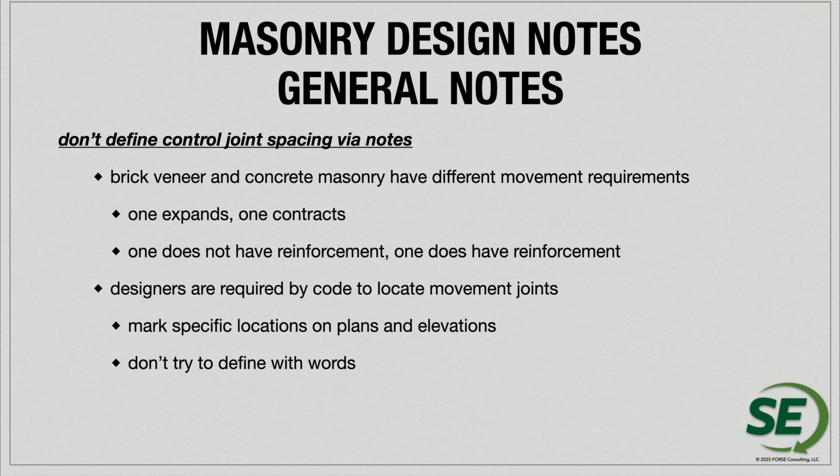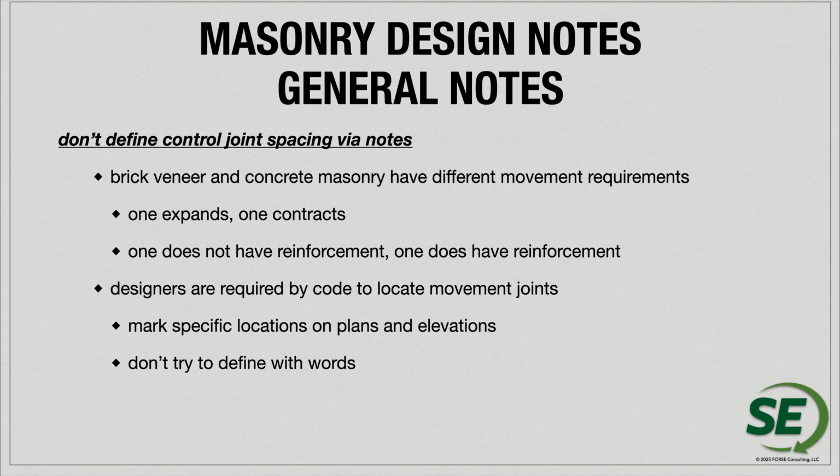Again, we don't want to define control joint spacing via notes. For one, if you do have clay and concrete, one's going to expand, one's going to contract, one has reinforcement, one doesn't. So movement joints are going to be very different between maybe different masonry materials on a project. Really, specifying the control joint locations is going to have a lot to do with the overall capacity of masonry from a variety of different lenses.